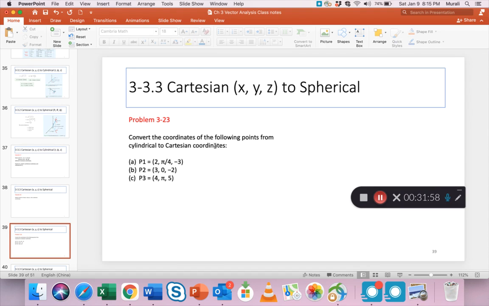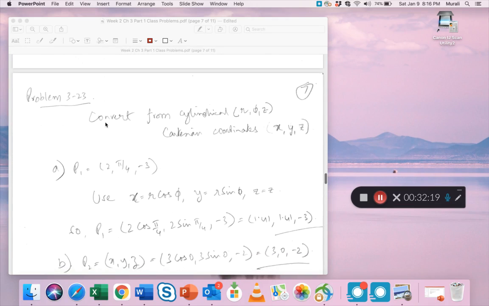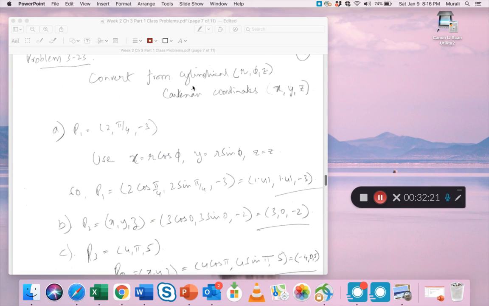So I'm going to skip to problem 323 from the back of the chapter. 323 says, convert the coordinates of the following points from cylindrical to Cartesian, which is kind of what were the examples that we just saw also. So how to do 323? Convert from cylindrical, which is r phi z, to Cartesian x, y, z. So this is kind of going in the reverse direction.